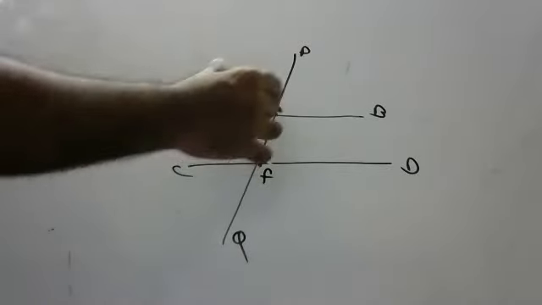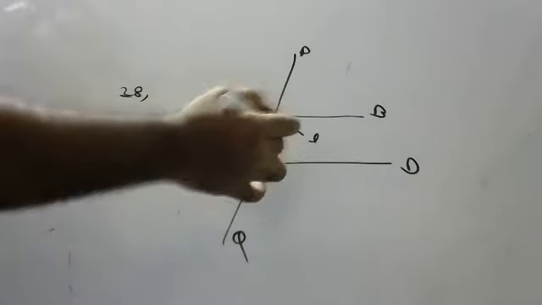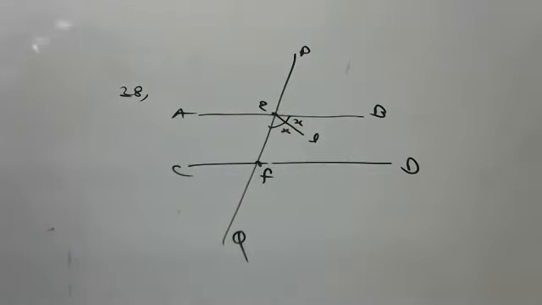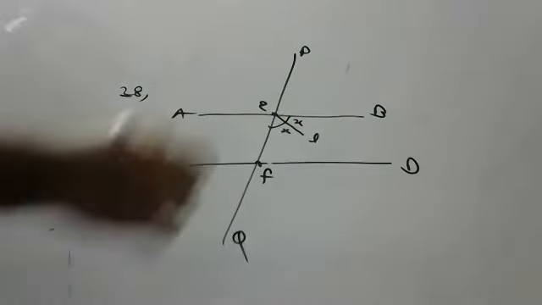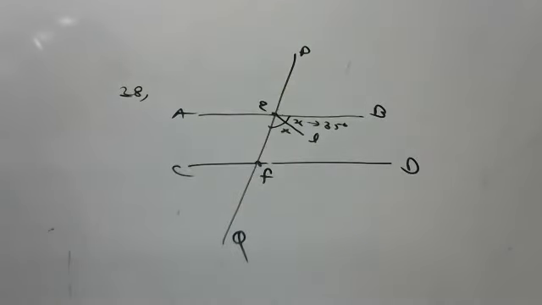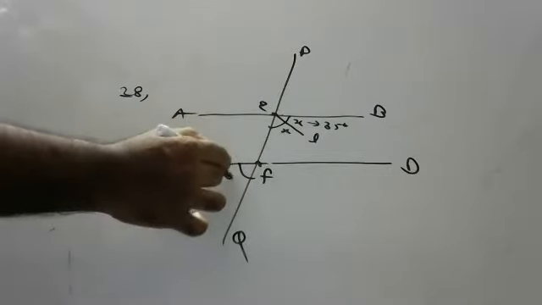EL is the bisector of angle FEB. Bisector means if this angle is x, this angle is also x. EL is the bisector. If angle LEB is 35, this angle is 35, children. Okay, this is to find CFQ. Where is CFQ? This is how much?